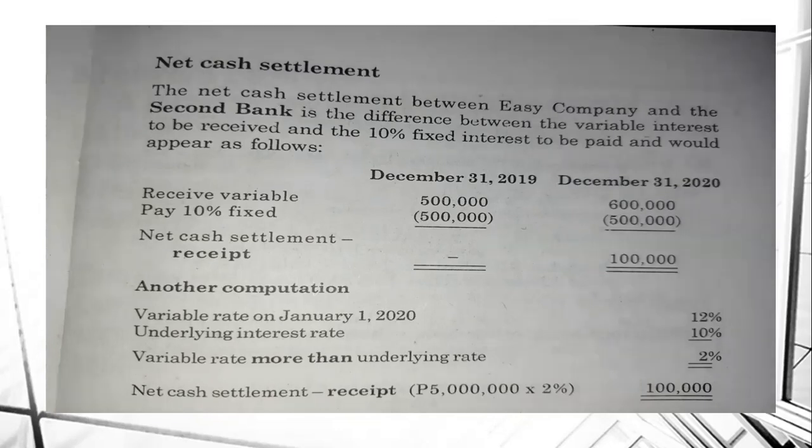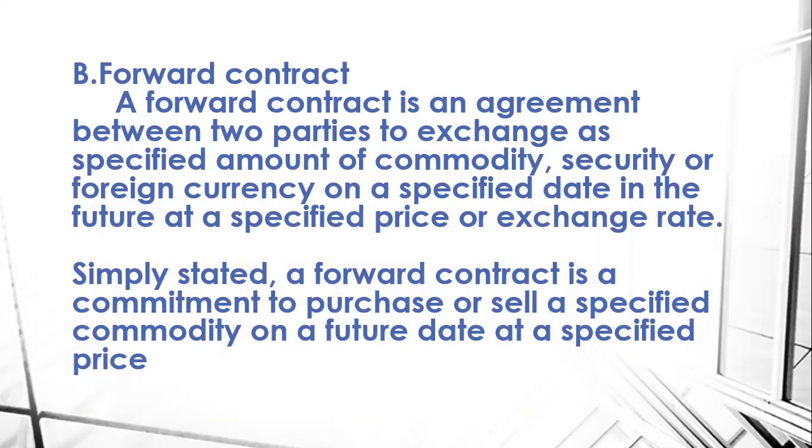Next. So another is the forward contract. A forward contract is an agreement between two parties to exchange a specified amount of commodity, security, or foreign currency on a specified date in the future at a specified price or exchange rate. Simply stated, a forward contract is a commitment to purchase or sell a specified commodity on a future date at a specified price.